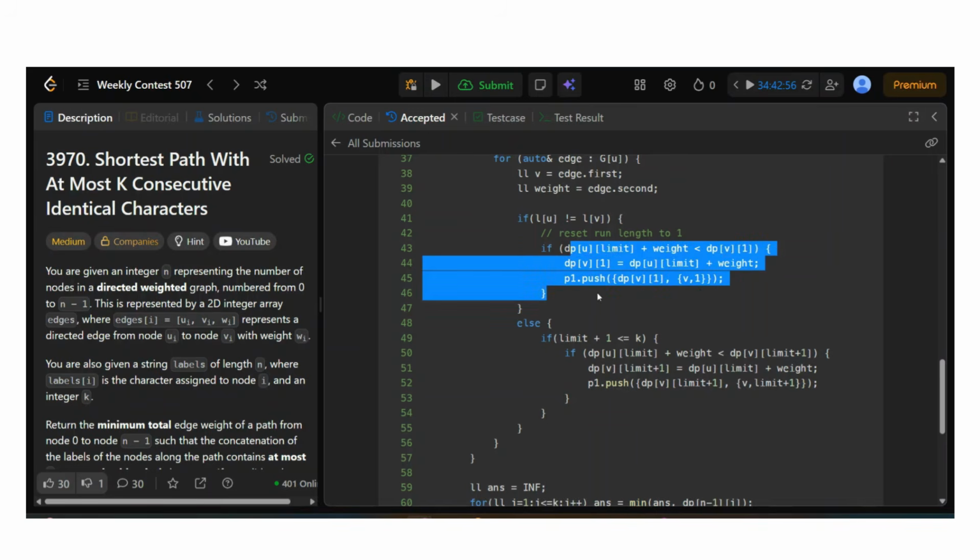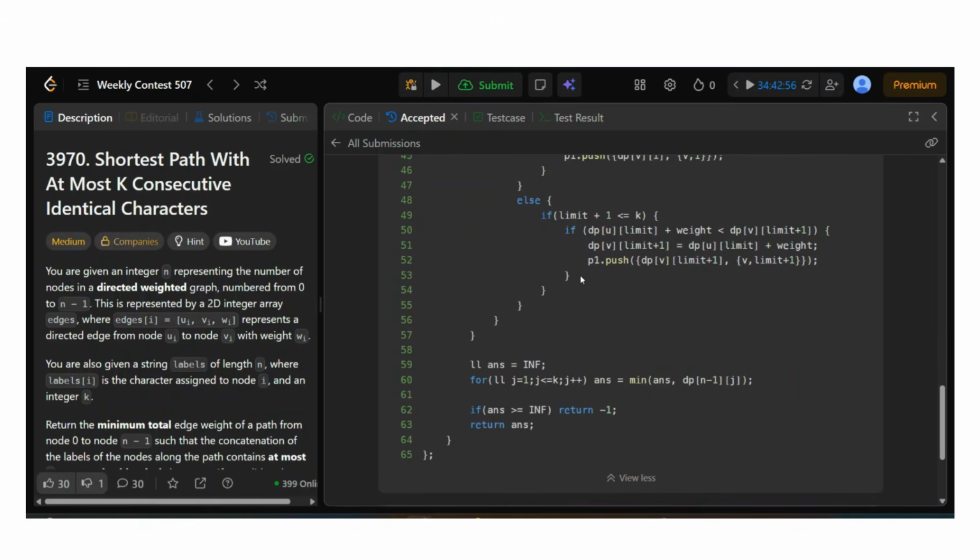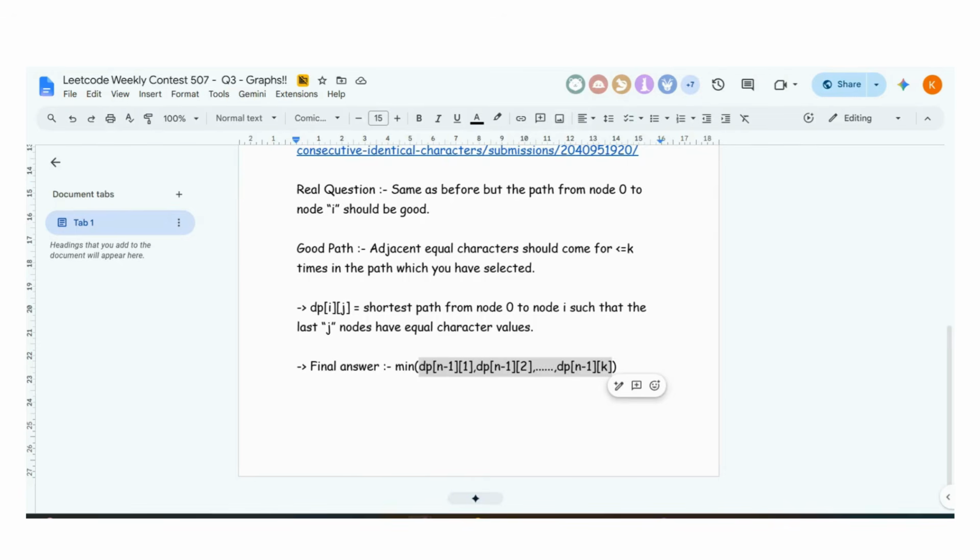This much common knowledge you have when you push it in the priority queue: v, 1, and in the priority queue the node and this. But if the labels are same, then make sure limit plus 1 is less than or equal to k, then dp[v][limit+1] will be dp[u][limit] plus weight, because both characters are same, so the limit is increasing by 1. Done. The final answer will be the minimum of dp[n-1][1], 2, 3 till k.